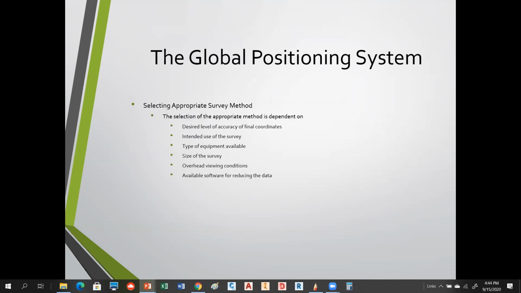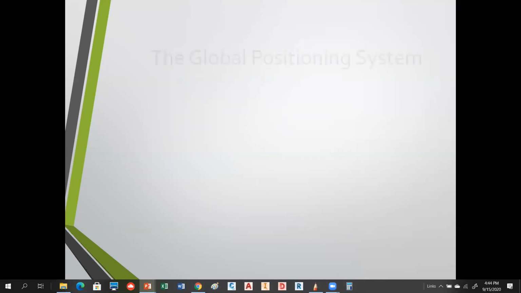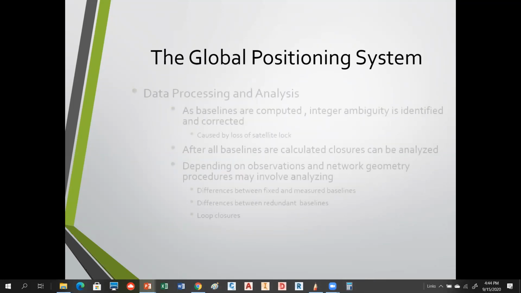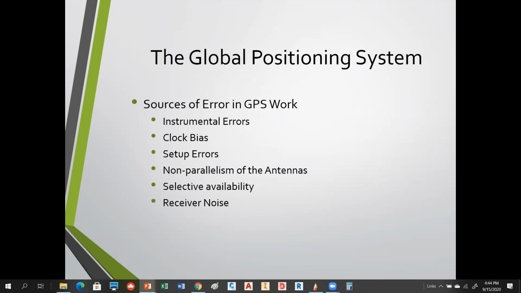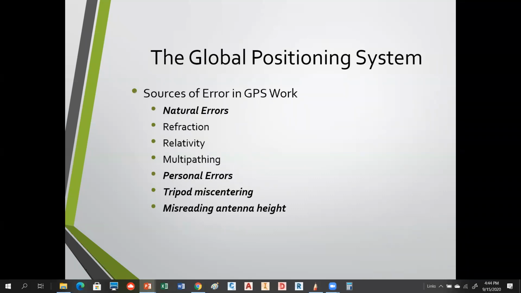Okay, so I think, let me see, really, this is all planning. Field reconnaissance. I think probably a lot of that has to do with that. You could read through this. There's some things about errors, but I think we kind of already talked about that. Let's see if there's anything in here. Well, let's look at this real quick.